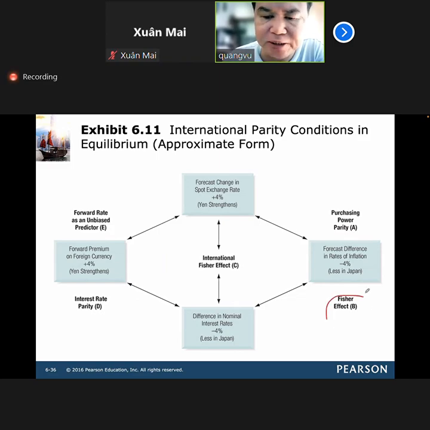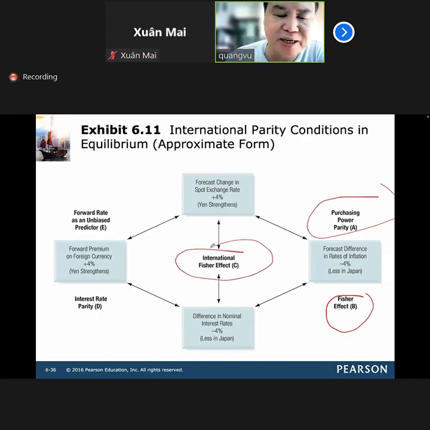So we're done with the Fisher effect. Now let's move on to the international Fisher effect. The international Fisher effect states that after you successfully predict changes in the nominal rate between two countries, let's say you believe the nominal rate in Japan is going to be 4% less than the nominal rate in the United States, then you should be able to predict that the yen currency strengthens and the dollar weakens.